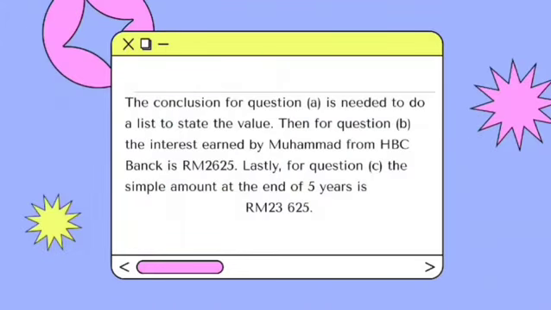The conclusion for question A is we need to list and state the values. Then for question B, the interest earned by Muhammad from HBC Bank is RM2,625. Lastly, for question C, the simple amount at the end of 5 years is RM23,625. That's all. Thank you.